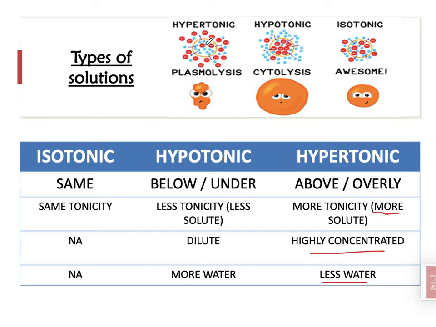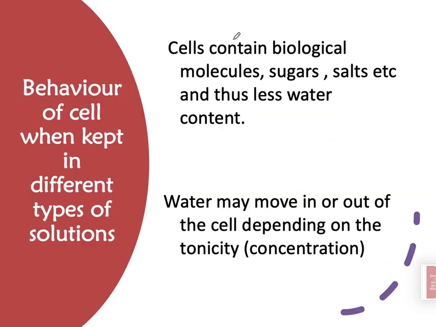So what is happening? There is going to be more solute outside. A cell is kept in a hypertonic solution. That means the cell has lesser solute in comparison to the outside world. And that means the water volume is less outside and more inside. So water will start moving from higher to lower, towards the lesser water. So water is going to come out of your cell. If water comes out of your cell, the cell will become shrunken. So the cell will shrink. Okay, let's discuss this in detail.